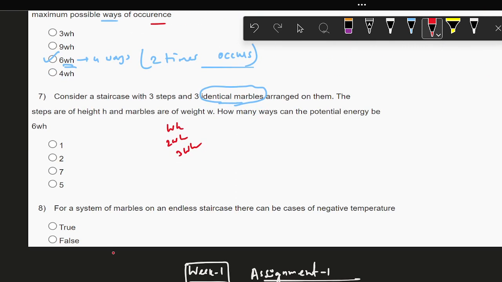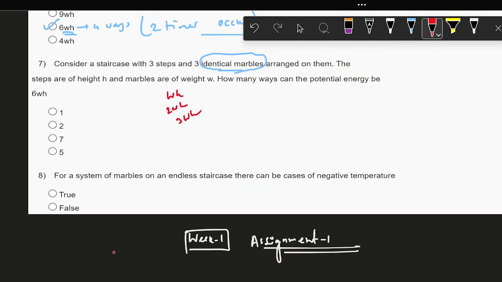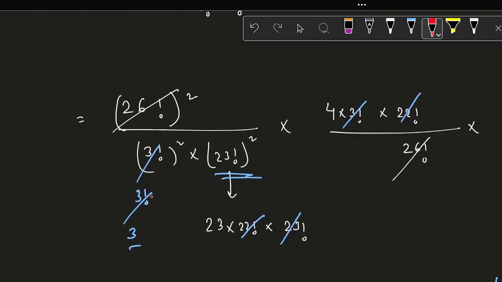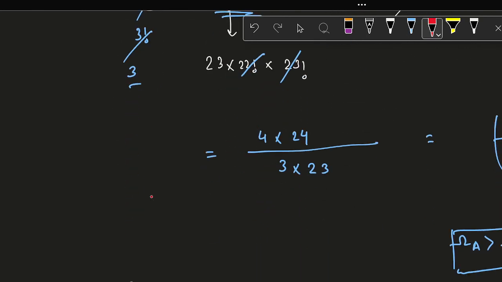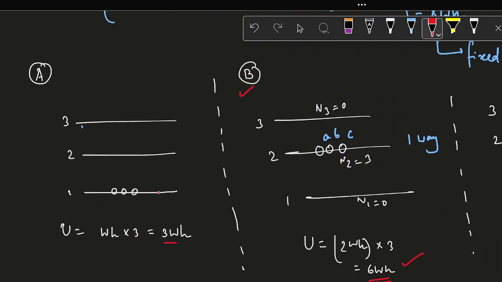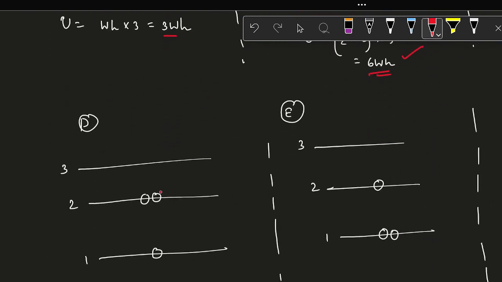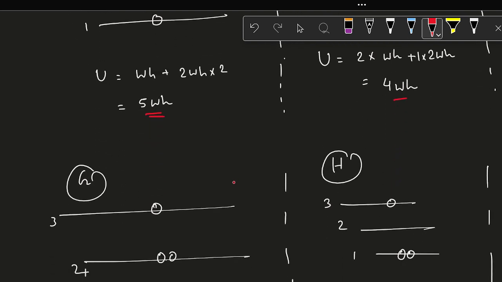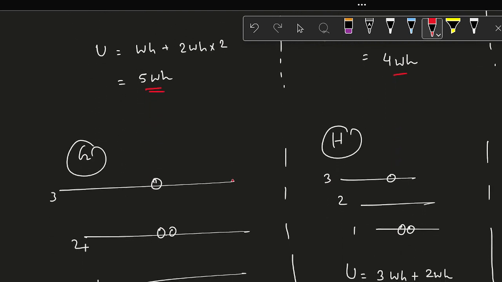6WH. So let us now look at what were the configurations given there, and then we can find out how many ways. Okay, so 1, 2 and 3. 6WH, 3 steps, 3 same marbles, so this is one. Only one.